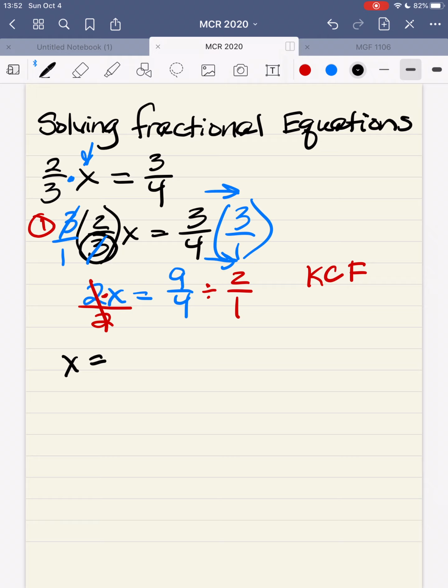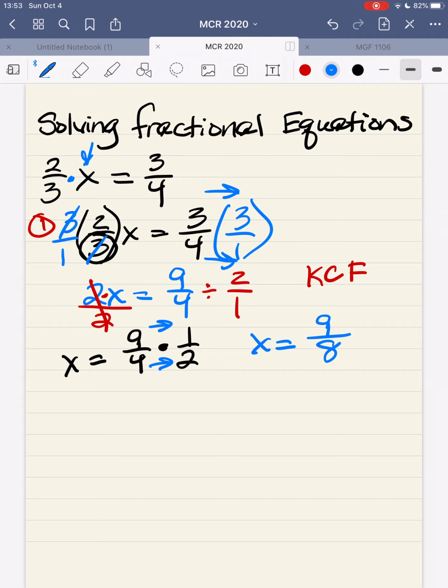Now I have to say, okay, I need to keep the first fraction, change the sign to multiplication, flip the second fraction over, and nothing simplifies again in this case. So I need to multiply straight across. So x is going to be equal to 9 times 1, which is 9, and 4 times 2, which is 8. And I'm done. Took me 2 steps, but it's stuff that we have been doing the whole time. It's not anything that's crazy and hard to do.